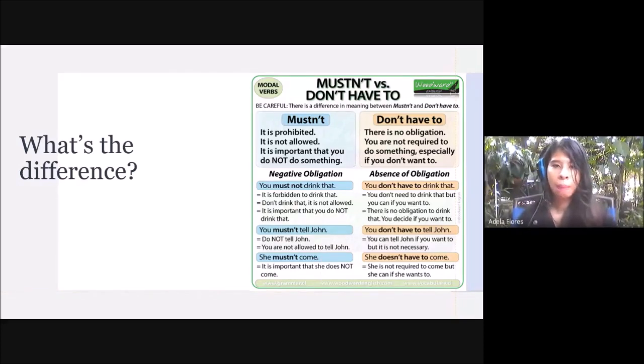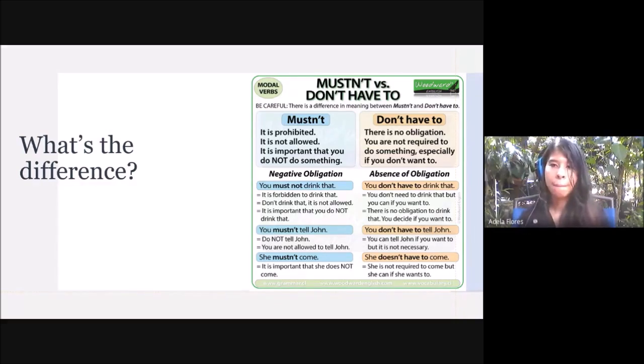So when we are using mustn't or must not, acuérdense que en inglés cuando usamos la negación casi siempre se pueden hacer contracciones. Entonces podemos encontrarlo como must not, las dos palabras separadas, o como mustn't. Okay, mustn't. Y tenemos don't have to. So, a veces las personas los usan como sinónimos, pero realmente no son sinónimos. Tienen su diferencia y cada uno se usa dependiendo de lo que querramos decir.